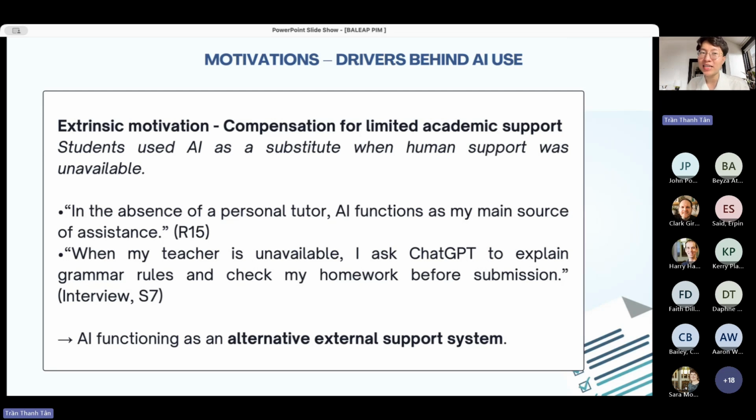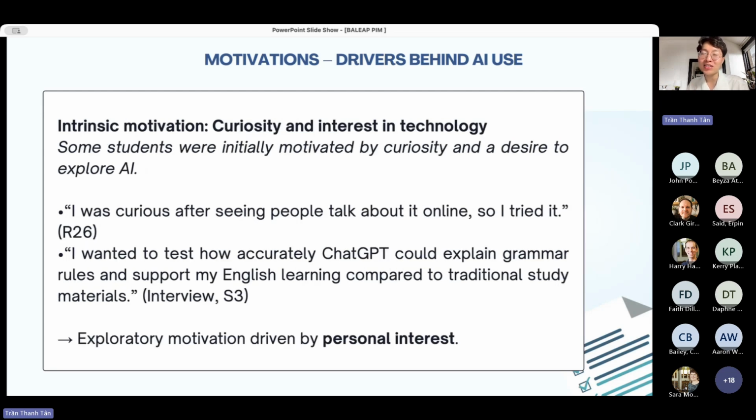So how about intrinsic? The first driver from the intrinsic aspect comes from curiosity and interest in tech. Some students were initially motivated by curiosity. For example, interviewee number 3 shared that "I wanted to test how accurately ChatGPT could explain grammar rules and support my English learning compared to traditional study materials," because they're an English major. So somehow they already have a certain level of grammar rules. At this time, they just want to test whether ChatGPT really explains correctly or not.